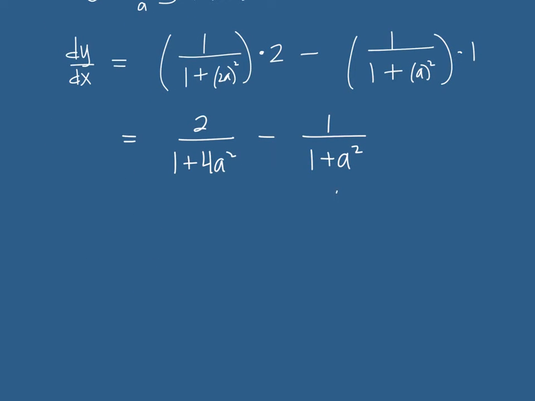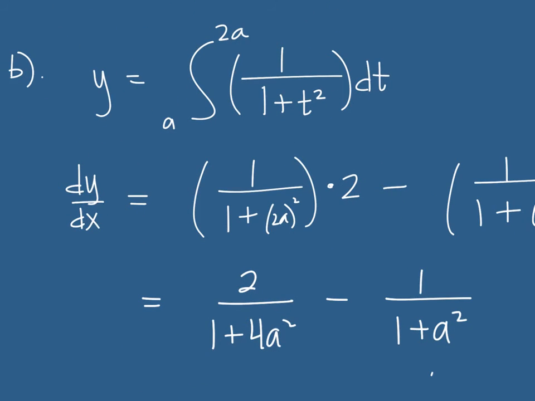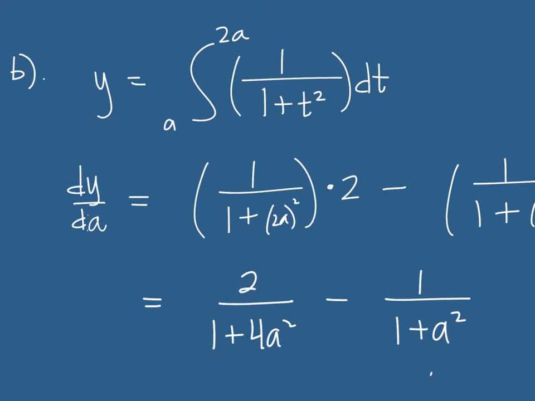Okay, let's try another one. Oh my goodness. Okay, hang on. Time out. I need to go back. I did not write this. This is dy dA because the variable is a. I had it right the first time, but I did not have it right that time.